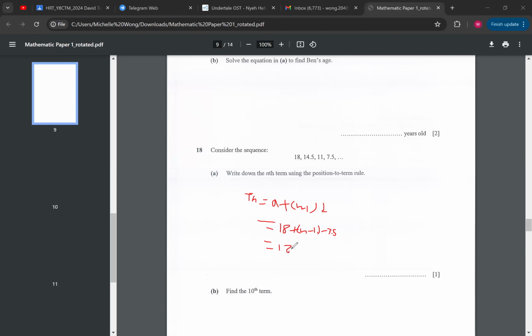So 18 minus 3.5n, well, these two negatives, it will be positive 3.5. And then 18 plus 3.5 minus 3.5n, which you will get 21.5 minus 3.5n. That's the answer.